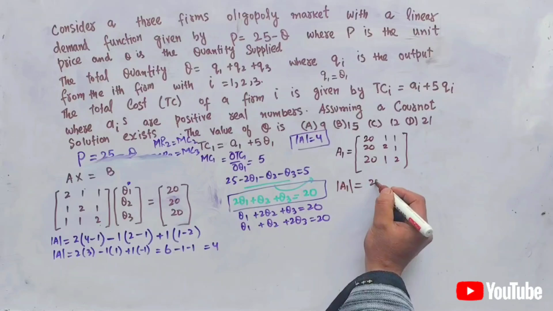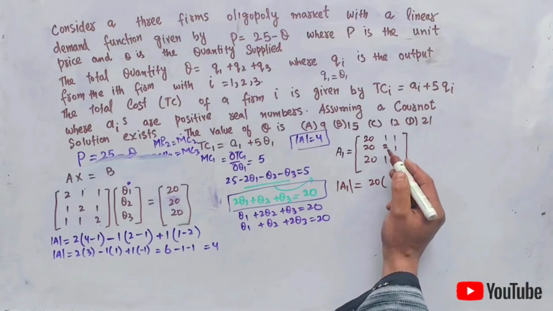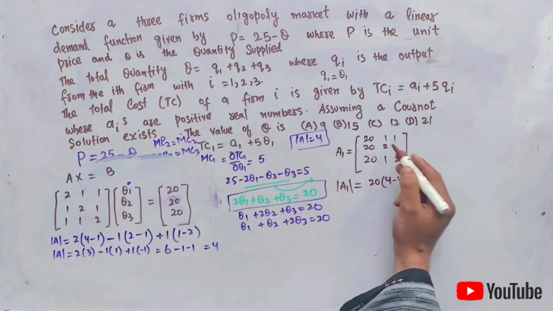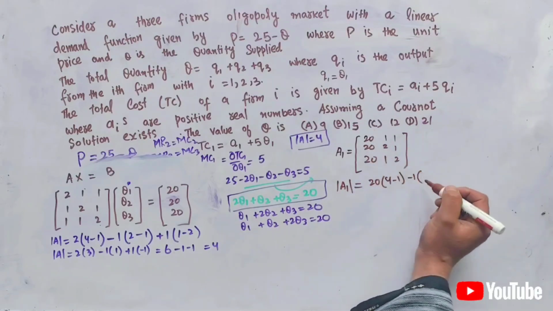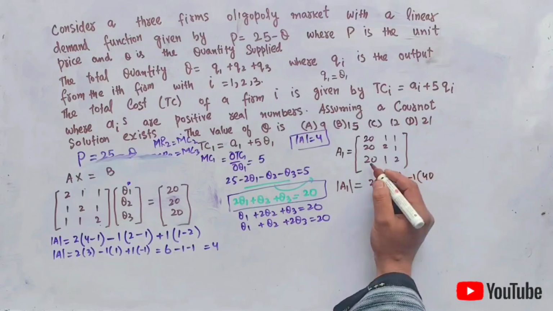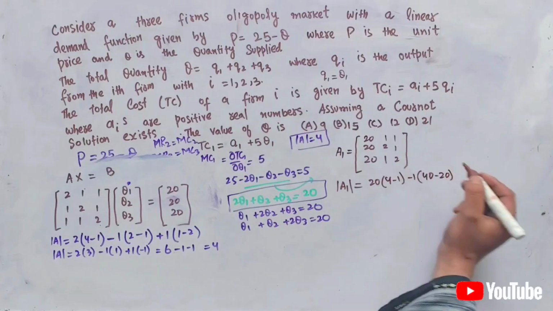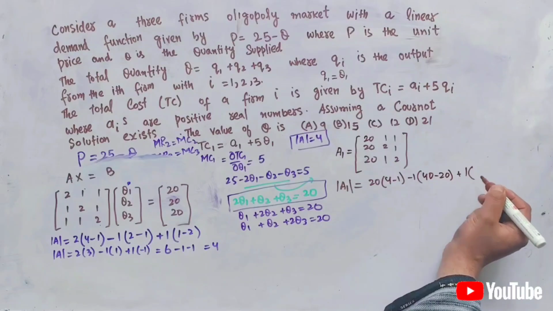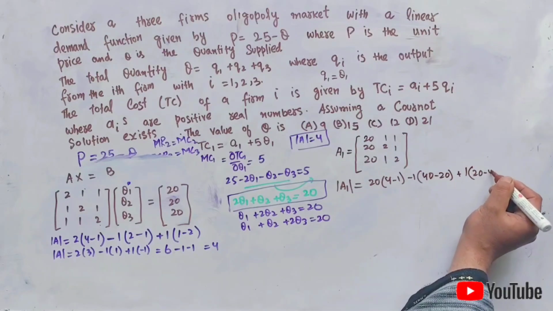So we have 20. Delete the row and the column in which it appears and take the determinant of the remaining elements. So 2's are 4 minus 1, that is 3. Then we have minus 1. Delete the row and the column in which this appears. So we have 20 into 2 minus 20 into 1, which is 20. Then we have plus 1. Delete this row and this column, so we have 20 minus 40.